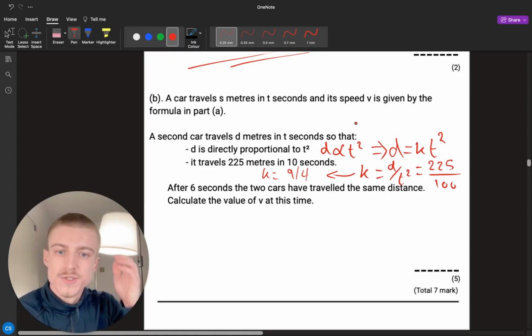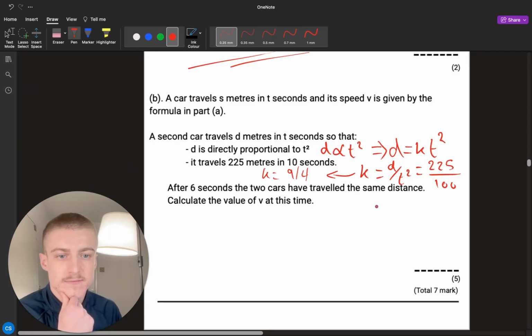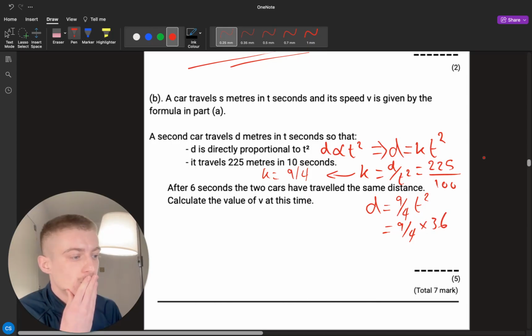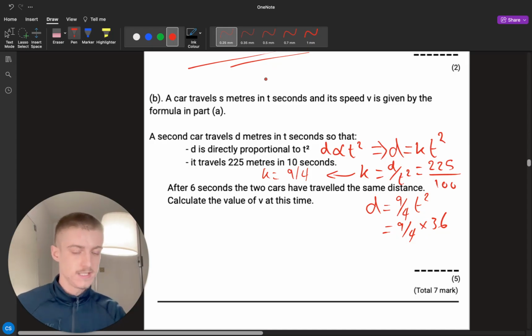After 6 seconds, the two cars have traveled the same distance. So what is that distance? If d is equal to 9 over 4 t squared, what is 9 over 4 times 6 squared, times 36? 36 over 4 is 9. 9 times 9 is 81.